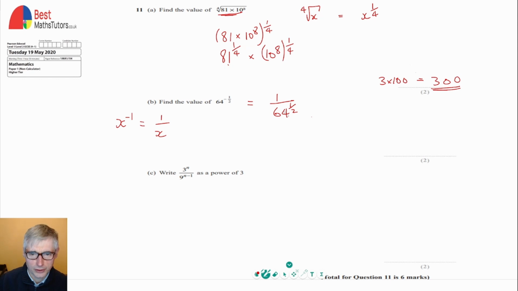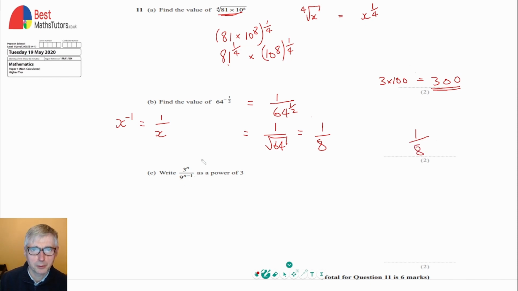Then I have to understand what the power half means. The bottom of the fraction is the root I'm taking of the 64. So it becomes 1 over the root of 64. What is the square root of 64? Because 8 times 8 gives me 64, it's 1 over 8. So that's my answer to this one.